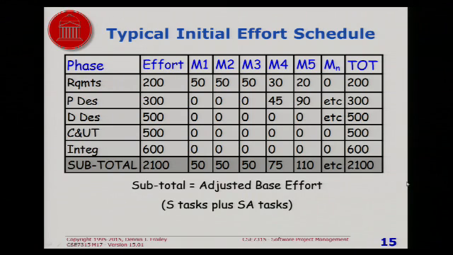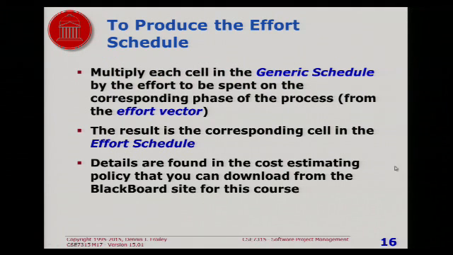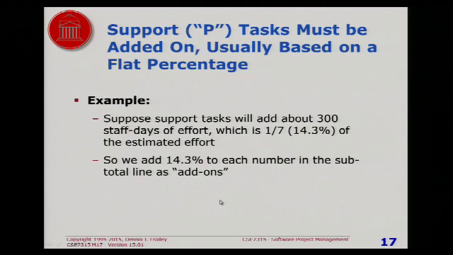The way we got this is we took the generic schedule and multiplied by the effort vector. The details are in the instructions for assignment 4, by the way. The process consists of multiplying each cell in the generic schedule by the effort to be spent on the corresponding phase from the effort vector. The result is the corresponding cell in the effort schedule. Okay. The next thing we do is we add in support tasks.